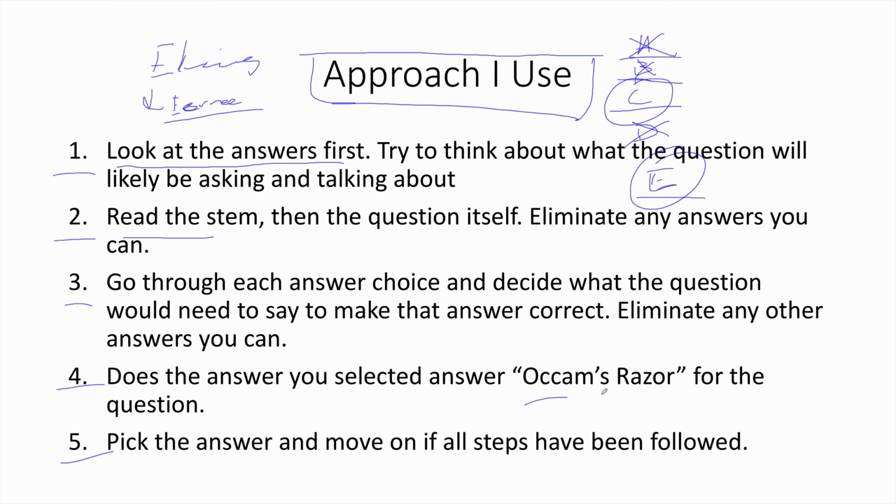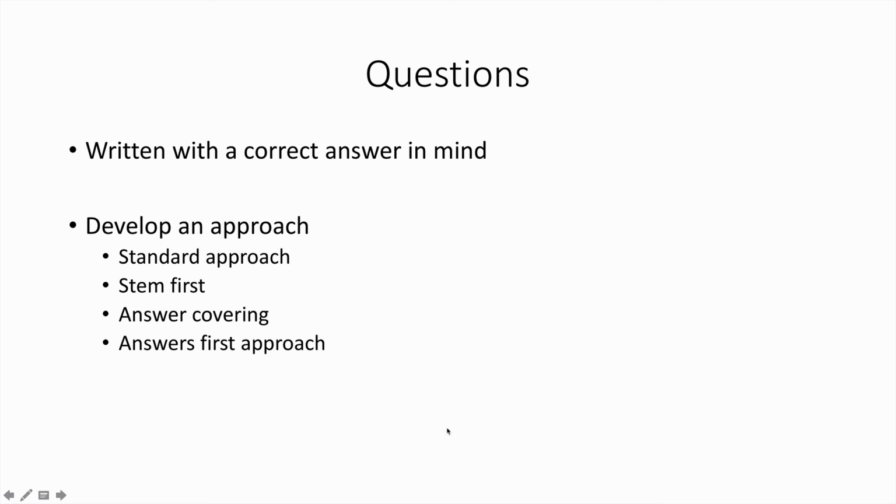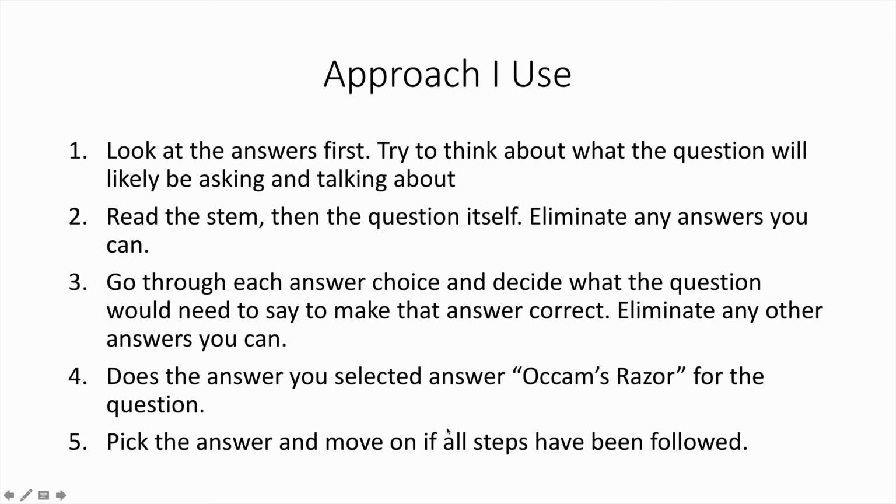And then I would ask myself the question about Occam's razor, and we'll talk about Occam's razor in a little bit. After I went through all these steps, and if I did all of them in order the way I was supposed to, I would pick an answer. So in this case, let's say I picked E, and then I'd move on and I wouldn't come back, because I knew that I'd given that question the best approach that I knew how to give it, and there was nothing more that I could do.